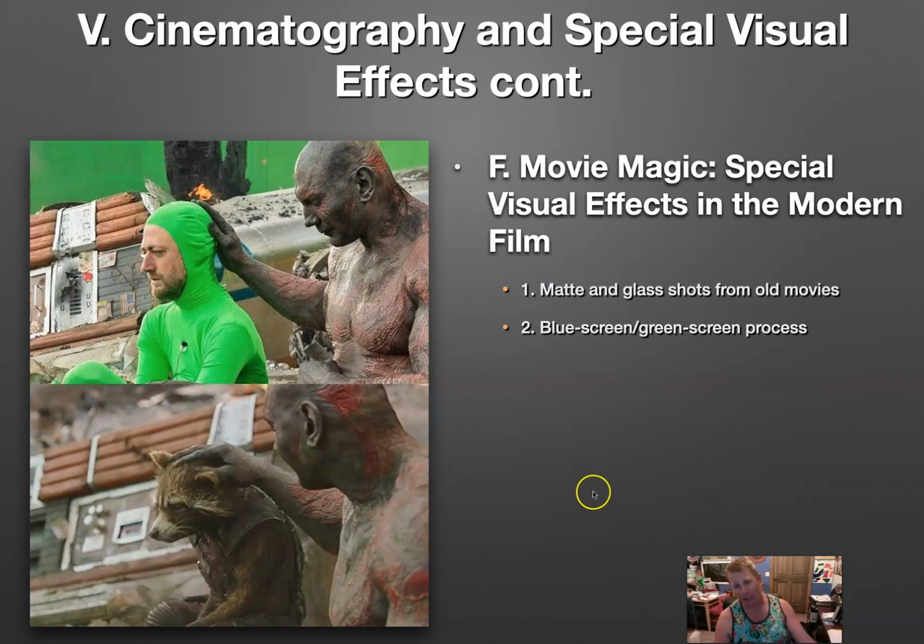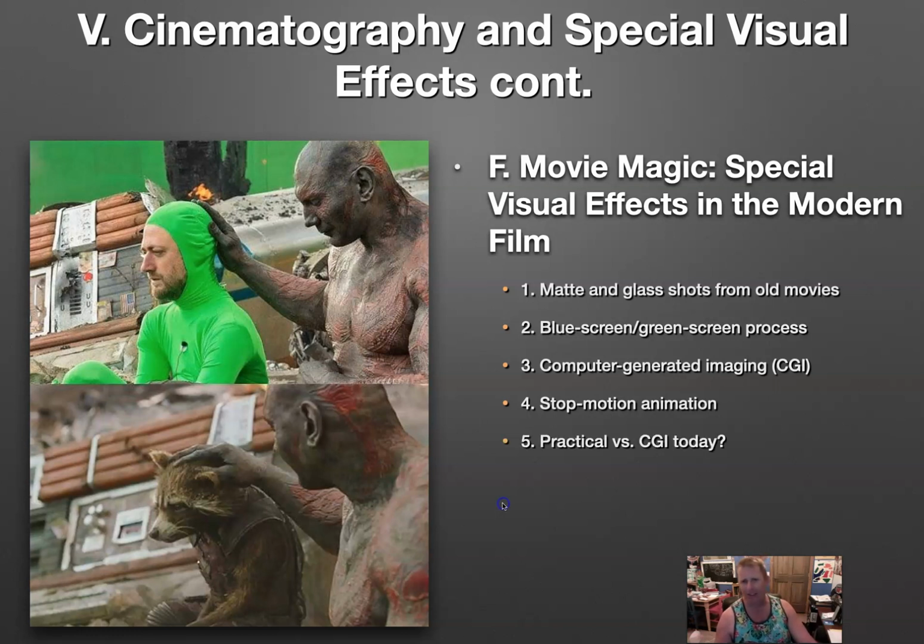Today we have blue screen and green screen. This is from Guardians of the Galaxy. This is how it looks when it's filmed, and this is what it looks like when it's done, which uses CGI. We have stop motion animation, which is kind of like The Nightmare Before Christmas. And then today the big thing is practical effects versus CGI. The Avengers movies use tons of CGI, computer-generated images. Then you get things like Mad Max: Fury Road, or even the new movie that came out, Tenet, which are all practical effects. Well, there's a little bit of CGI in Mad Max.